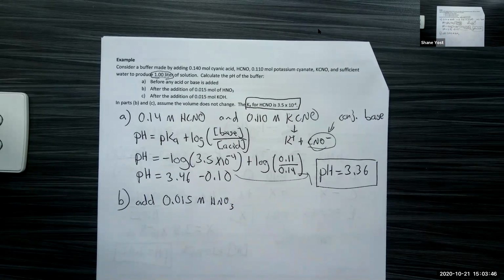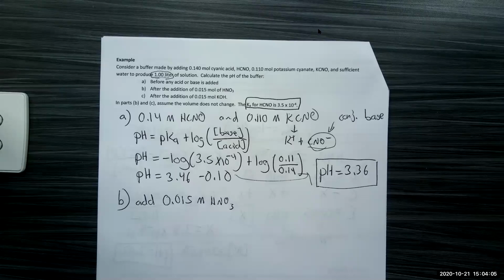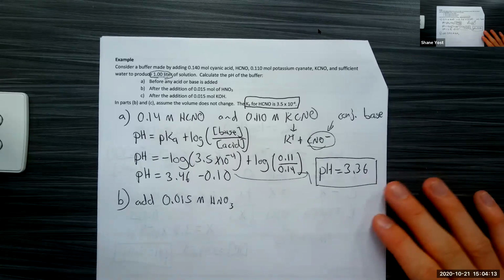If I add an acid and a base together, what will they do? If they're conjugate acid-base pairs, they'll create an equilibrium. If they're not conjugate acid-base pairs, what will happen? They will react together to make a salt plus water.